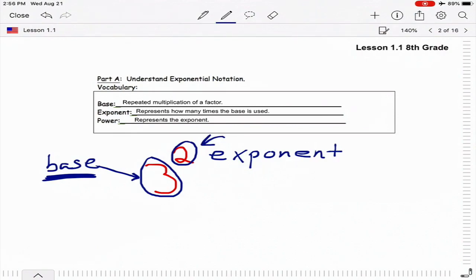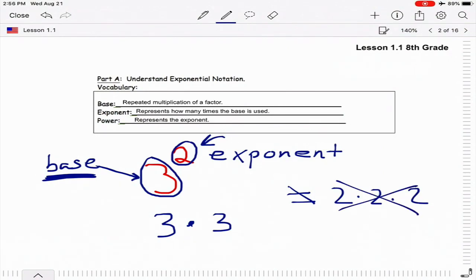So in this problem, I'm writing out 3, the base, 2 times with a multiplication symbol in between. 3 to the second power really means 3 times 3. What it does not mean, so I'm writing an equal sign with a little line through it, what it does not mean is 2 times 3. This right here is a big no-no. You do not do this. Once again, it's the base that's repeating, and you're repeating it whatever the exponent number is.